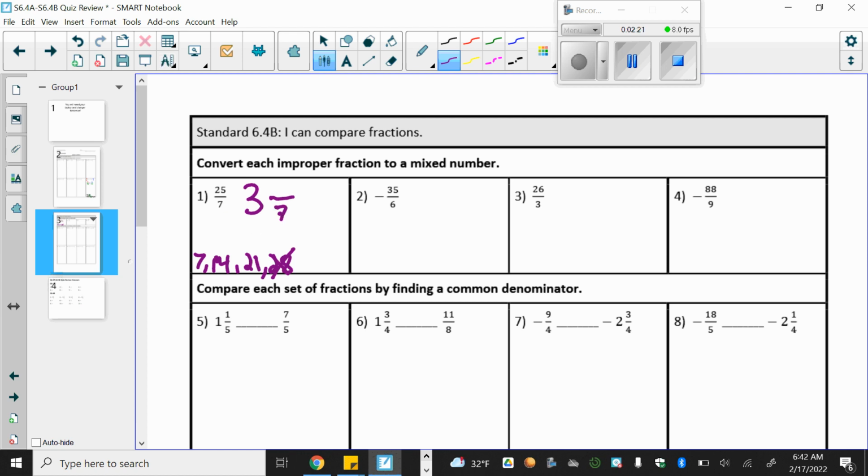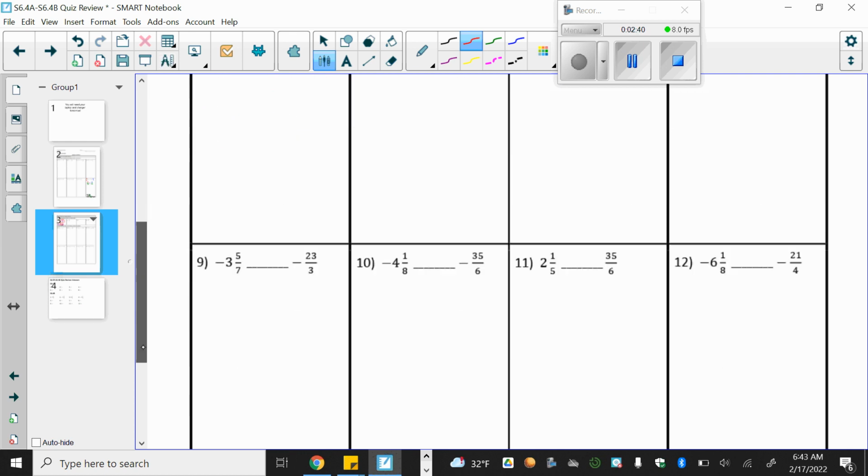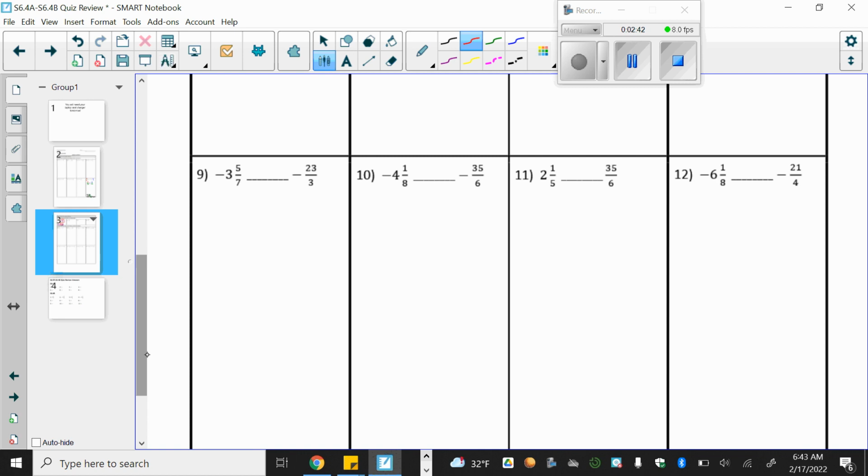7s are still the bottom number. We know that. To get the top number, we're going to take this number up here. Let's write it like this. 25 minus 21. That's going to make 4. So we put 4 up there. Our answer is 3 and 4 sevenths. Right? Last question. Right here.